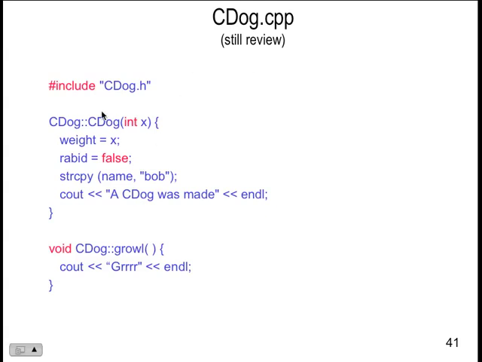So also in our implementation we're going to say that we're going to copy the name Bob to name. So CDog has been made. And then we're going to implement growl, and this is the scope resolution operator. It says inside of CDog, implement growl.